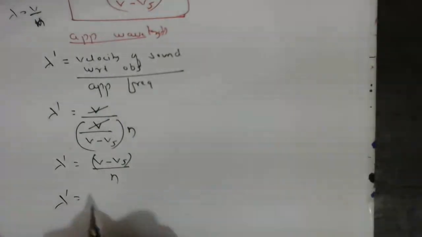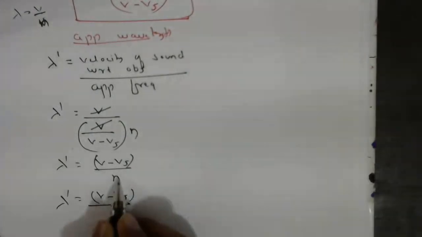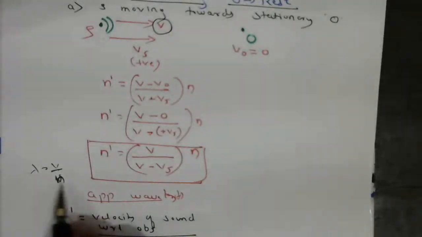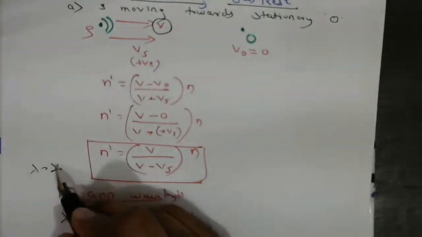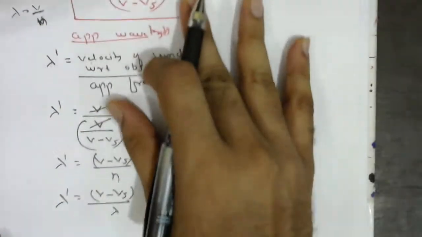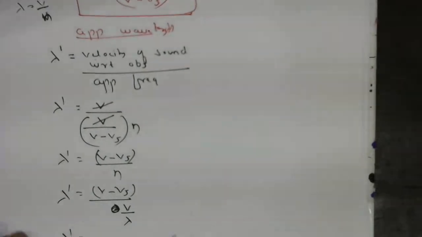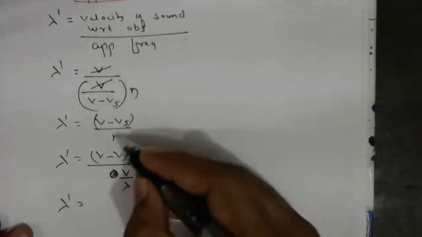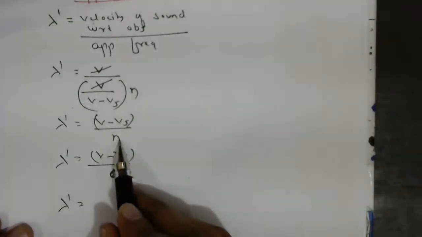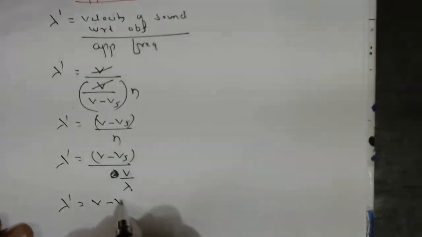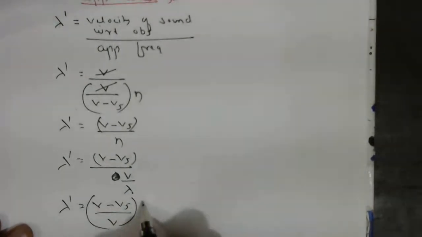And also we can write this equal to v minus vs upon n. Actual frequency n can be written by cross multiplication as V upon actual wavelength lambda. So the apparent wavelength lambda dash is equal to v minus vs upon V into lambda.